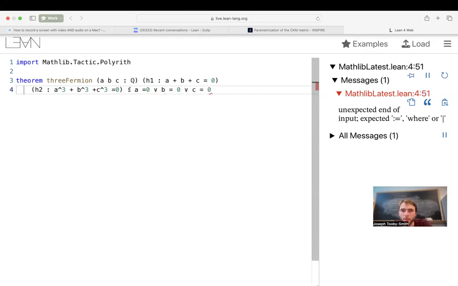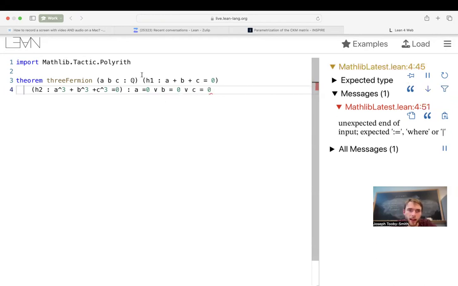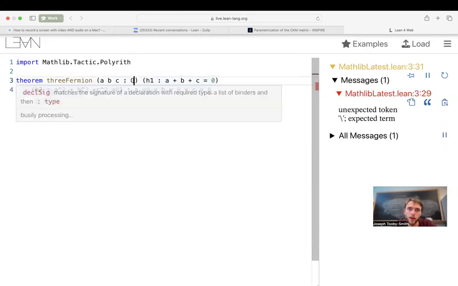Notice that when I'm typing, if I want to write 'or', I'm doing /or, and then a space, and that will do that. And for this Q, it was /Q, and then a space.